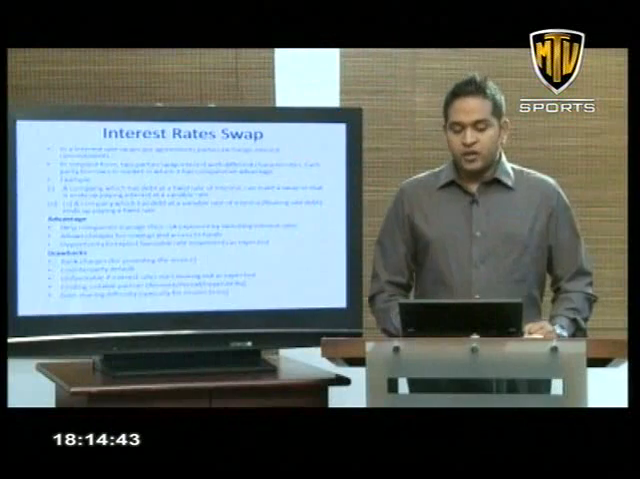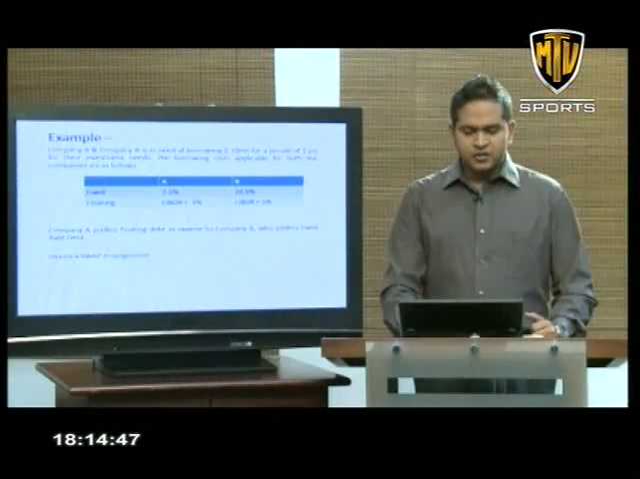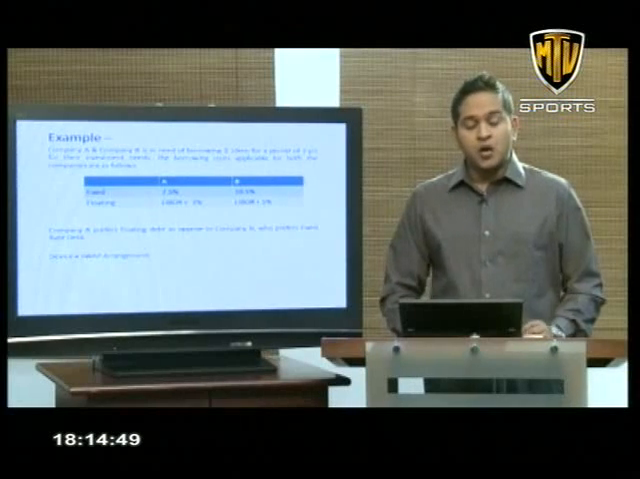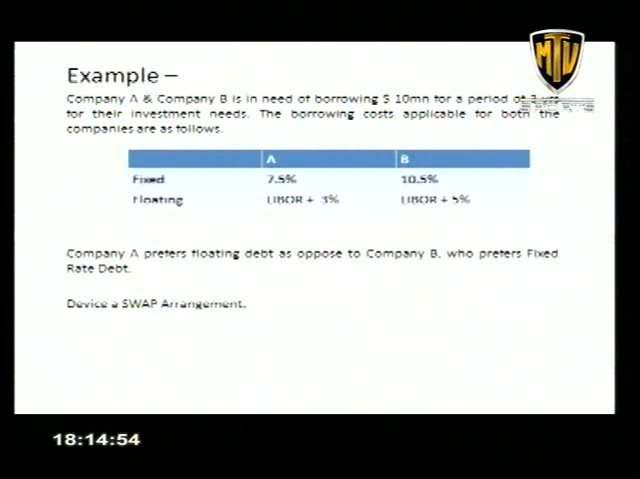Hi, welcome back everybody. I will take you all through a small example on interest rate swaps, just for you all to understand how the calculation works out here. If you can follow the screen, it says company A and B are in need of borrowing $10 million for a period of 3 years for their investment needs. So the borrowing amount is equal, the time frame is equal. The borrowing costs applicable for both the parties, they've given you the fixed and the floating rates.